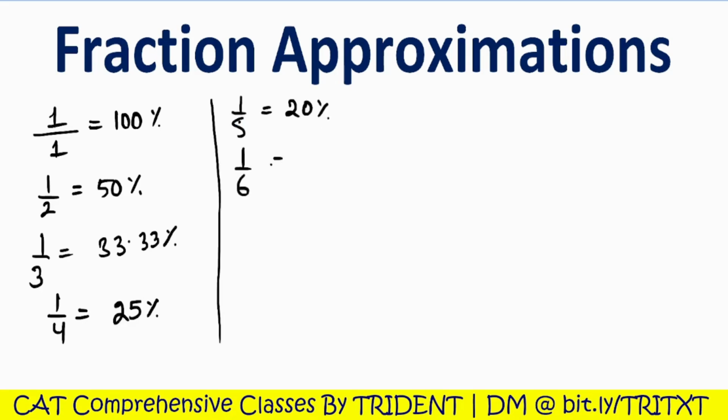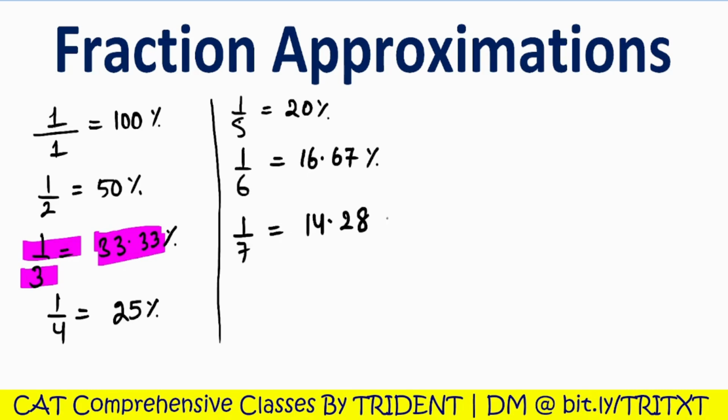1 by 6, hold on, for those of you who have a problem with 1 by 6, just look at this number. If you multiply half to 1 by 3, this becomes 1 by 6. So multiply a half to 33.33, or in other words, what is the half of 33.33? That is going to be 16.66666, or maybe 16.67, rounded off to 2 decimal places. 1 by 7 is something that you should remember, that is 14.28%.